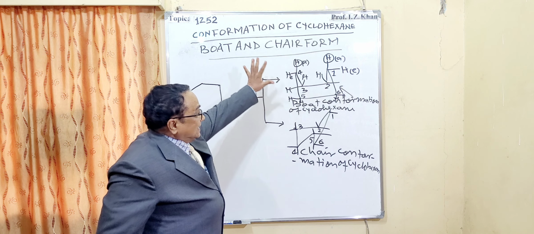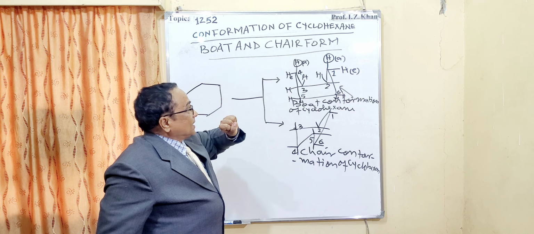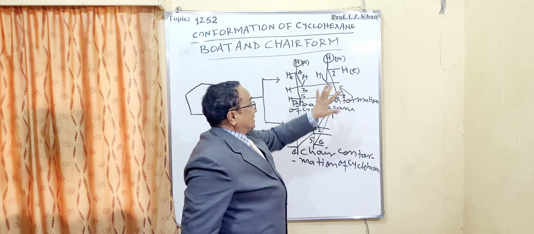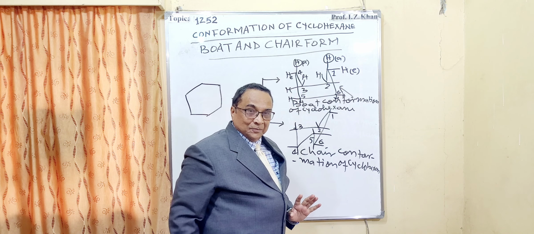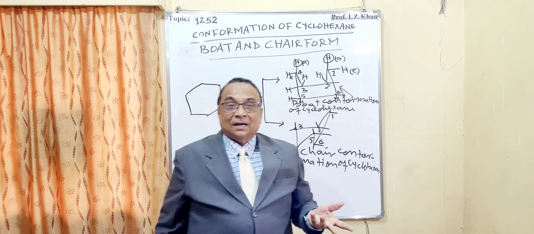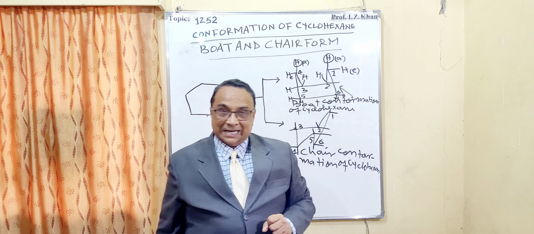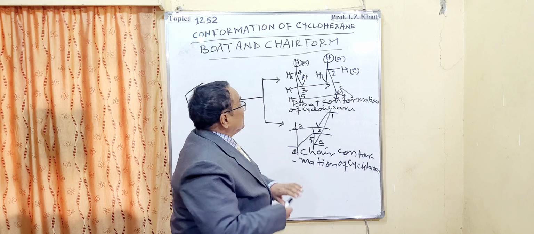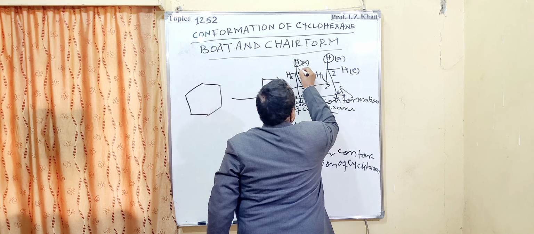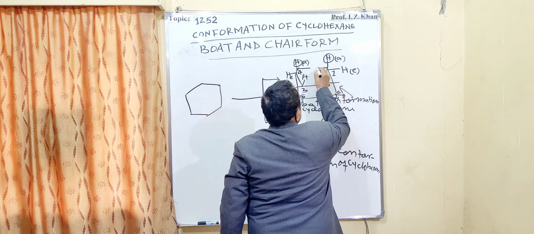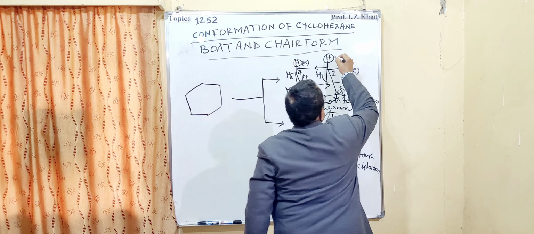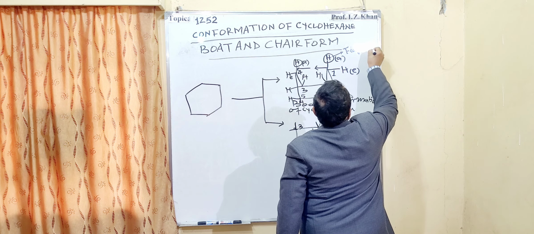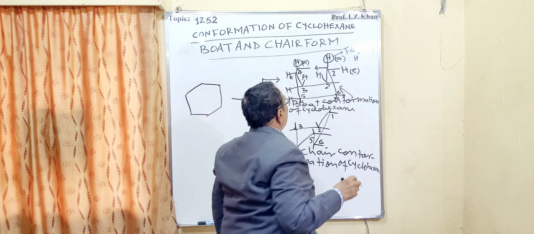So if you see here, in the case of the boat form, where the axial hydrogens or substituents are there, if suppose in place of hydrogen a methyl group is there, it will be a 1,4 dimethyl axial interaction, or that is called a 1,4 interaction. And the distance between the 1,4 carbons, from here to here, is called flagpole hydrogen. And what is flagpole hydrogen?